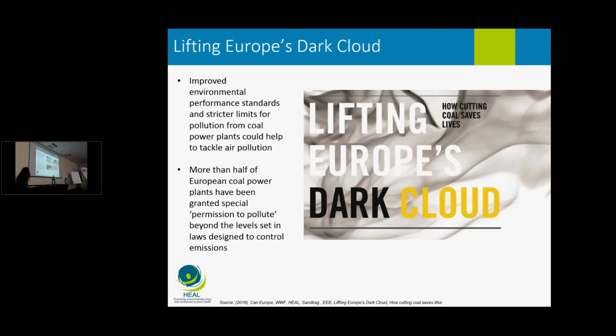But referring to the current discussion on the BREF and BAT regulation, so the IED directive, there was a second part of the report which calculated how many lives and how much health can be saved through implementing good and effective regulation on the IED directive. So more than half of the European coal power plants have been granted special permission to pollute beyond the level set in laws designed to control emissions. It's about derogations, which have been also mentioned. It's a very important point.